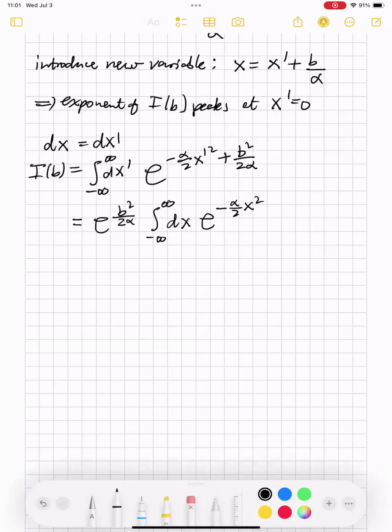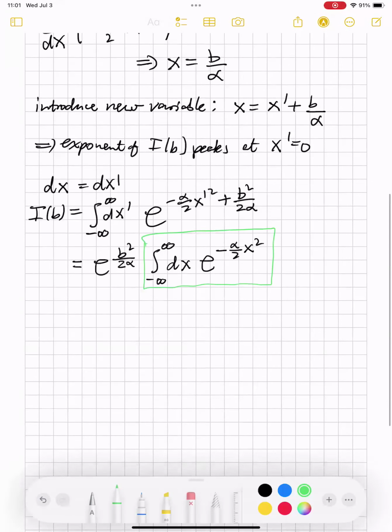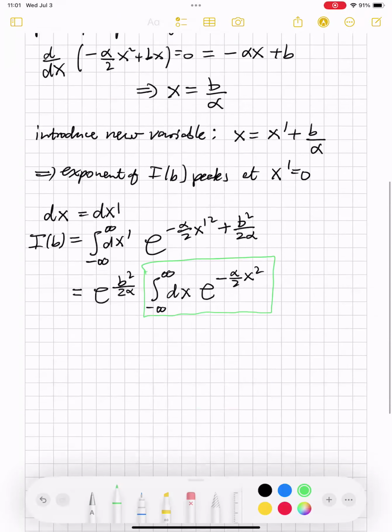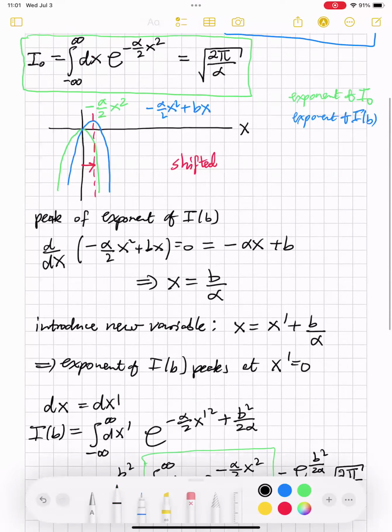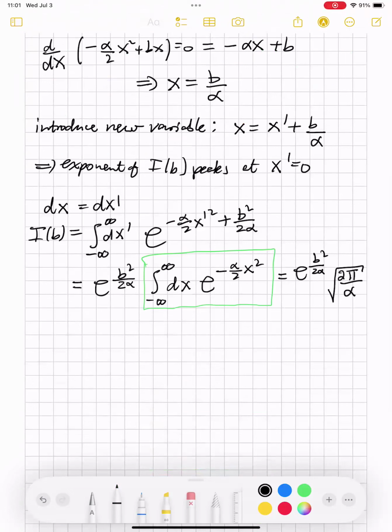Now, do you notice anything? Well, yes. This bit over here, that is nothing but I naught. I naught was the integral from minus infinity to infinity dx, e to the minus alpha over 2 x squared. And that's exactly what we have sitting there. So this is just e to the b squared over 2 alpha times the square root of 2 pi over alpha. And I have just used the value of I naught to get that answer. So what is remarkable is we managed to calculate I of b knowing only the value of I naught.